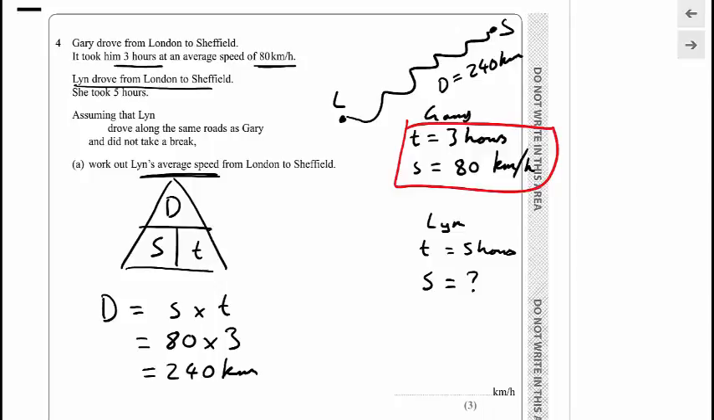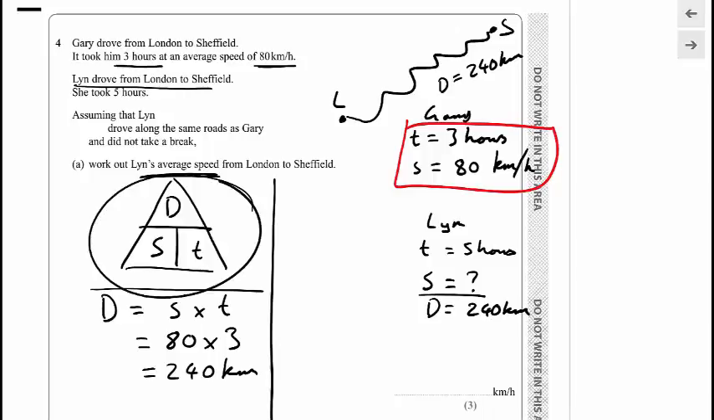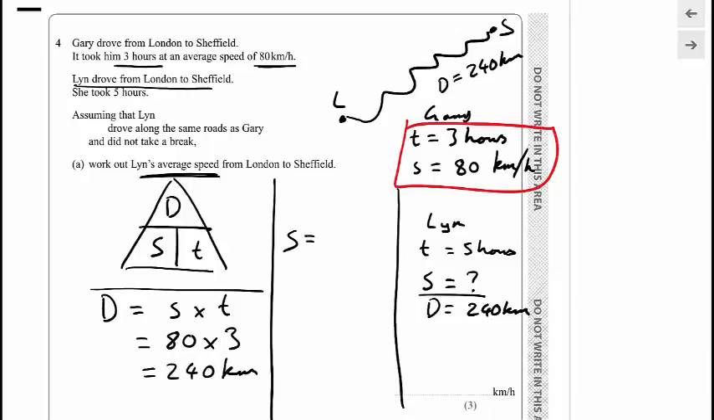I then want to work out Lynn's speed. So I know now that the distance is equal to 240 kilometres. So what is the speed? Well, I use the distance, speed, time triangle as before. And I can say, well, speed is equal to distance divided by time. So what is the distance? It's 240 kilometres. So therefore it must be 240 divided by her time.